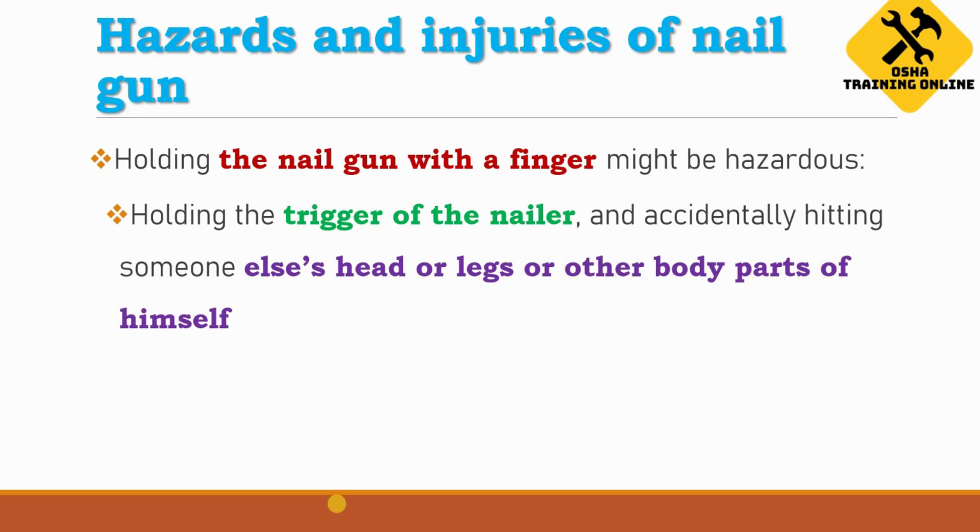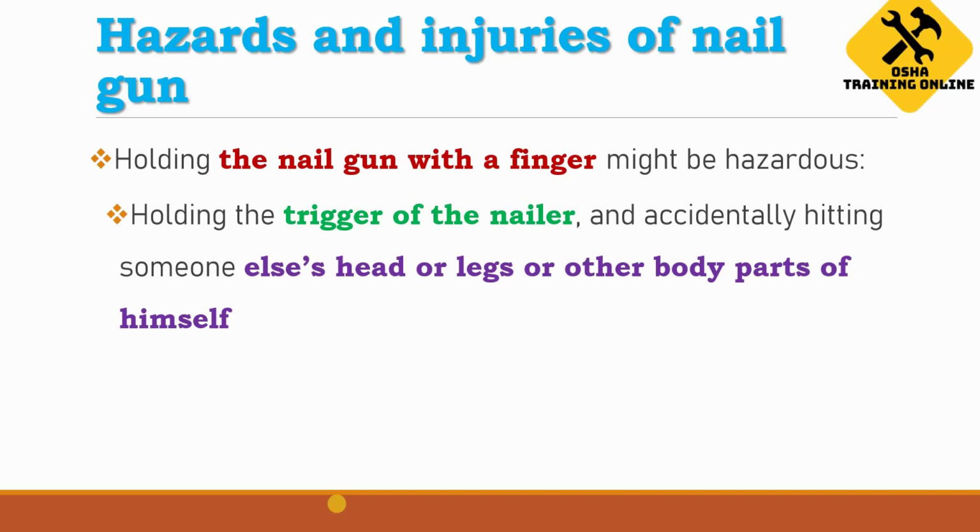The third case is holding the nail gun with a finger. While using the nail gun machine or the nailer, an operator may hold his finger on the trigger of the nailer and accidentally hit someone else's head or legs or other body parts of himself.